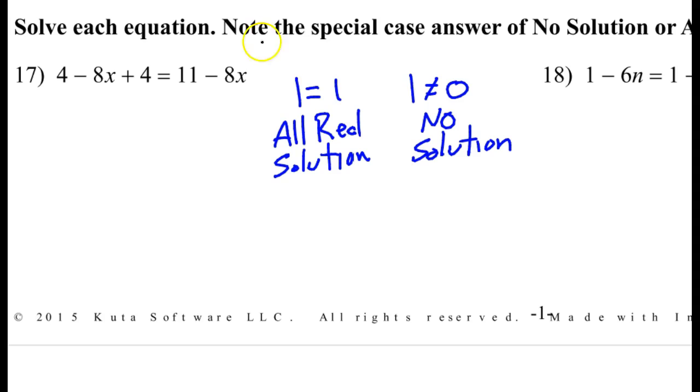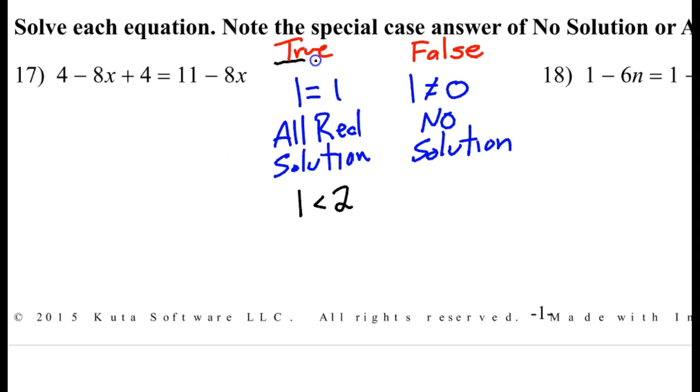Now, I'm emphasizing the true and the false right now for a good reason. So, on this, would this be true or false? Would this be all real solutions or would this be no solution? Yeah, that would be all reals, because 1 is less than 2. That's a true statement. So some people get caught up in saying, oh, the same number, that means all reals. Different numbers, that means no solution, which is not quite correct, because it doesn't work with inequalities.